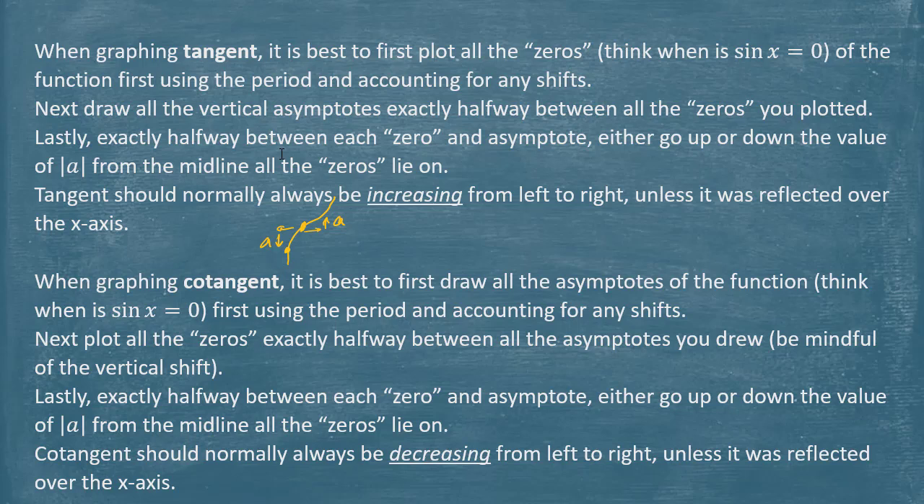Cotangent, on the other hand, should always be decreasing. So as mentioned before, it should come down the page for that. But instead of me plotting all of the zeros to start, I actually would figure out, since tangent is 0, that would become undefined if I found its reciprocal. So actually, I would draw all of the asymptotes first, and then take advantage of, again, halfway between asymptotes or zeros, and then halfway between zeros and asymptotes should be either up a or down whatever a is. Again, just making sure that it's making the correct shape, or at least going the correct direction for that shape, whether it's a tangent or a cotangent.